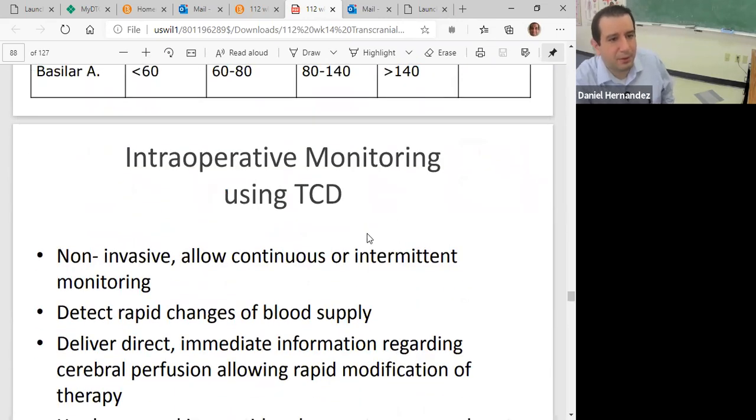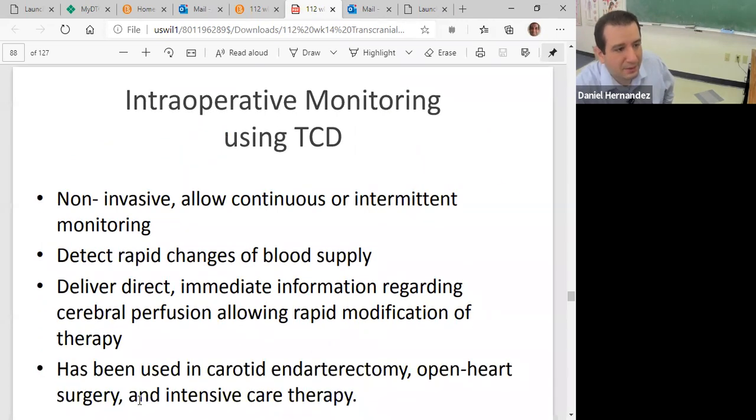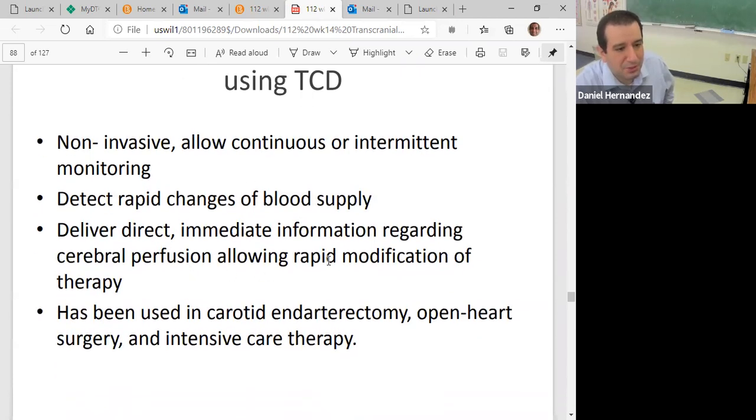So, intraoperative monitoring using transcranial Doppler. Again, this is non-invasive and allows continuous or intermittent monitoring during surgery, and can detect rapid changes in blood supply. That allows us to deliver direct and immediate information regarding cerebral perfusion and allow rapid modification of therapy. Examples of procedures where they could potentially do this would be during carotid endarterectomy, open heart surgery, and intensive care therapy.